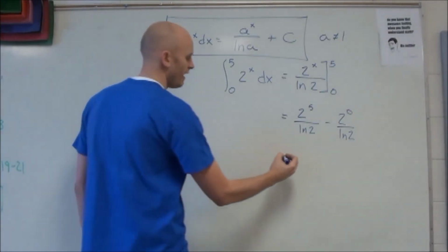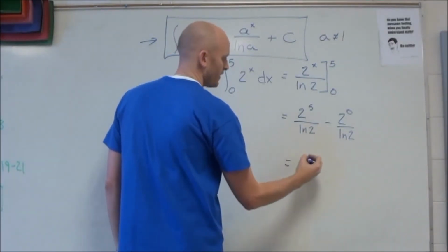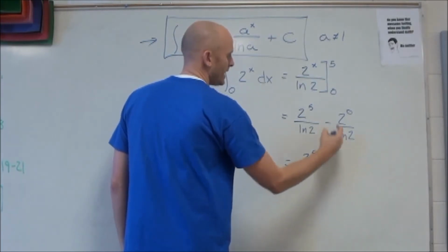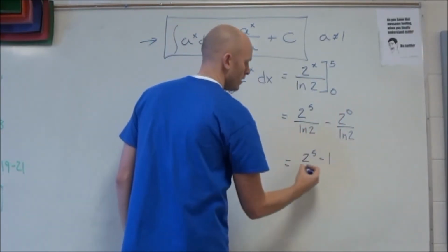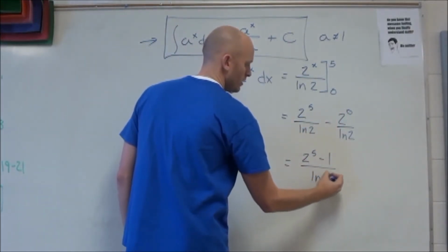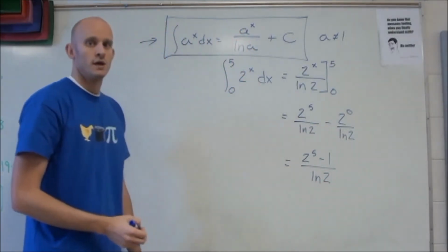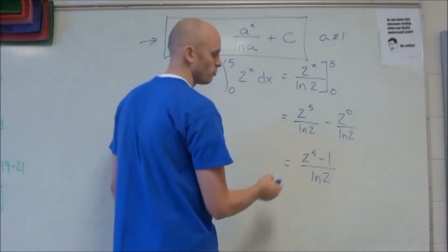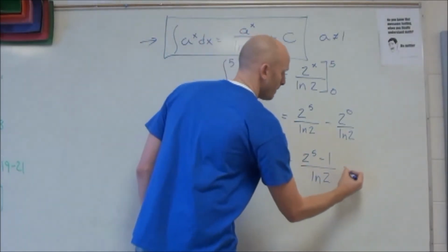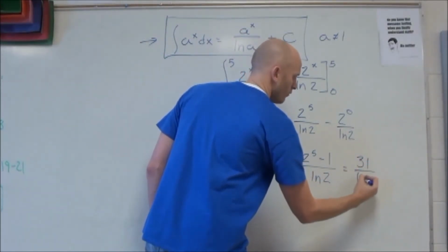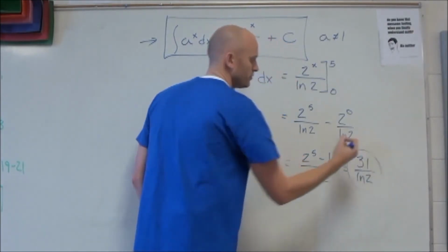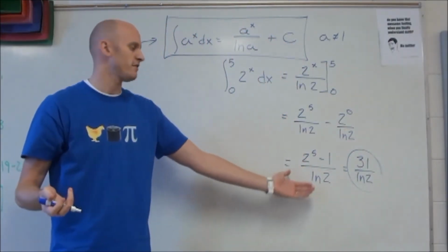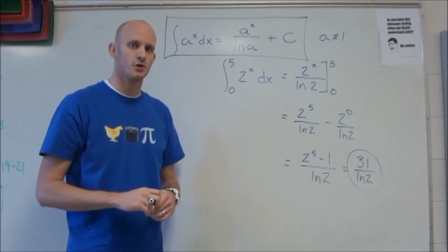Simplifying to come up with our value, it is 2 to the 5th minus 2 to the 0, which is 1, over the natural log of 2. 2 to the 5th is 32, minus 1 is 31, over the natural log of 2. And obviously if it was a calculator active problem, you could type that in and round or truncate to 3 decimal places.